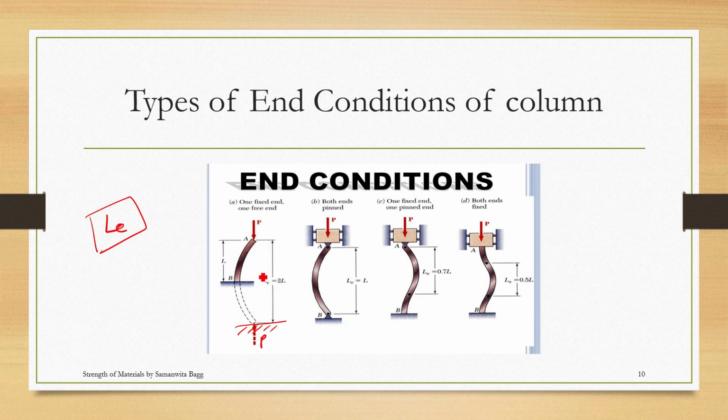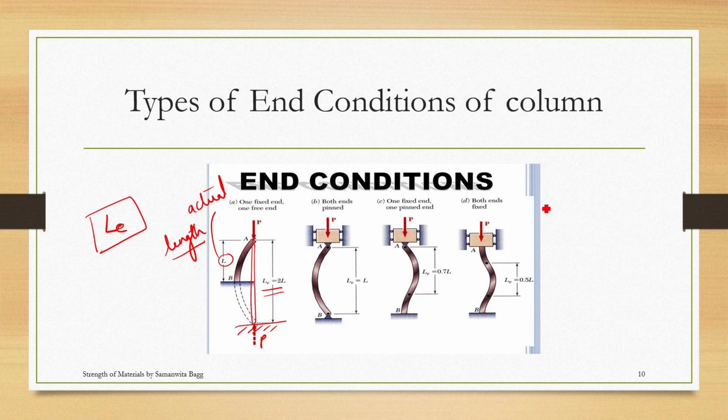It is so because your column was initially straight, and this end is free. So when this end is free and the load is applied, there is no resistance from this end. So this column is free to buckle. That is why this LE in theory is found to be twice this L. Now L is the actual length of the column. So we can say that the effective length is 2 times the actual length.